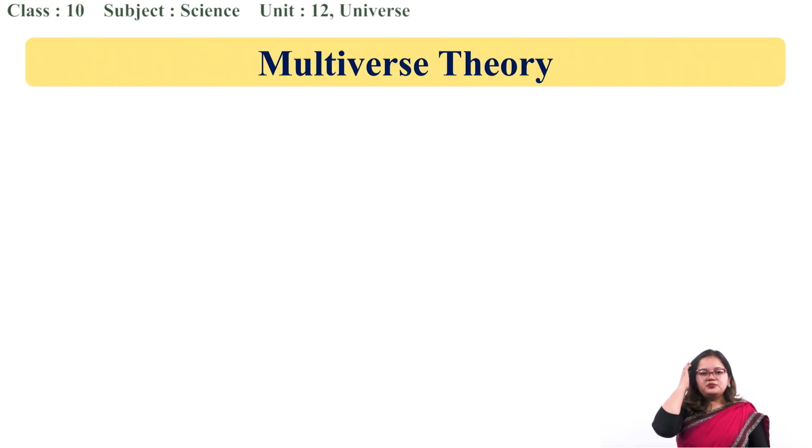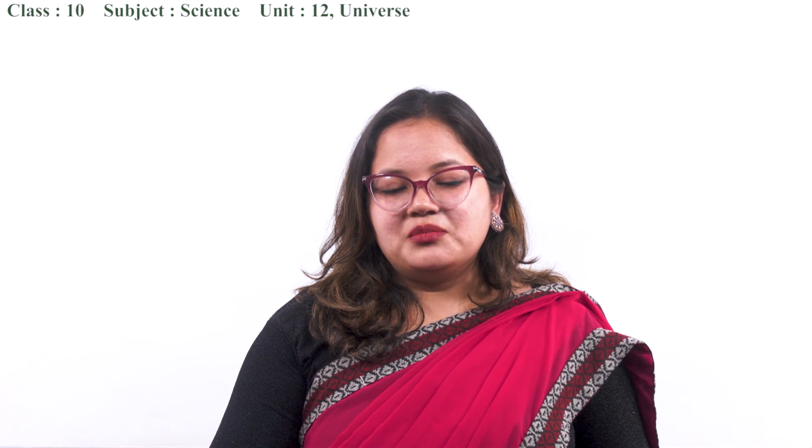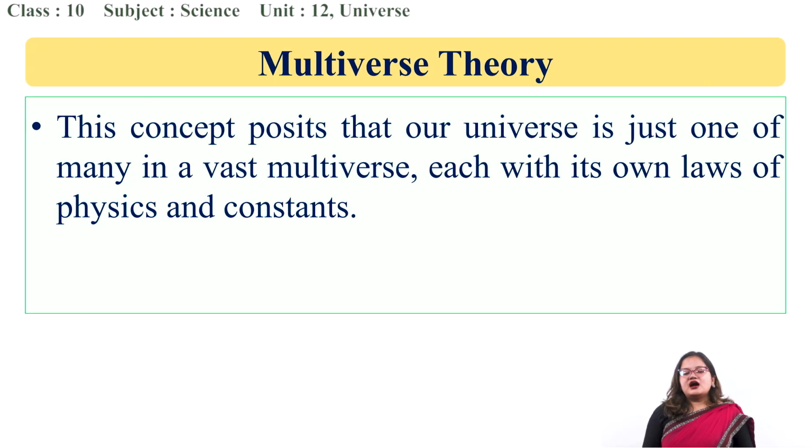So another popular theory which was proposed by many scientists with their own laws is multiverse theory. We are using the term universe, and here you see multiverse. So obviously you might be guessing what this word means. Basically, this theory posits that our universe is just one of many in a vast multiverse, each with its own laws of physics and constants.